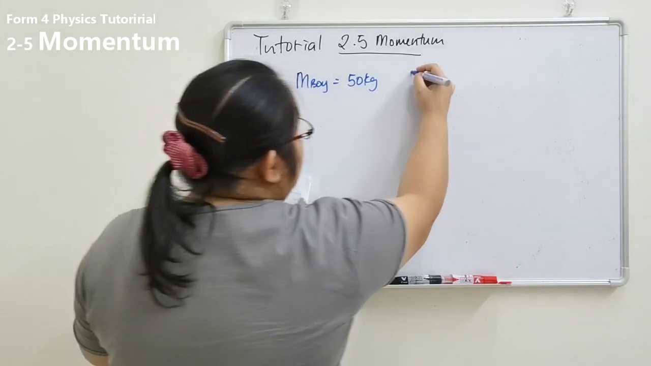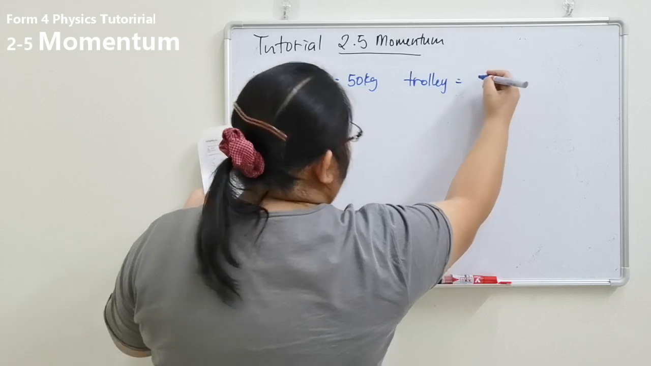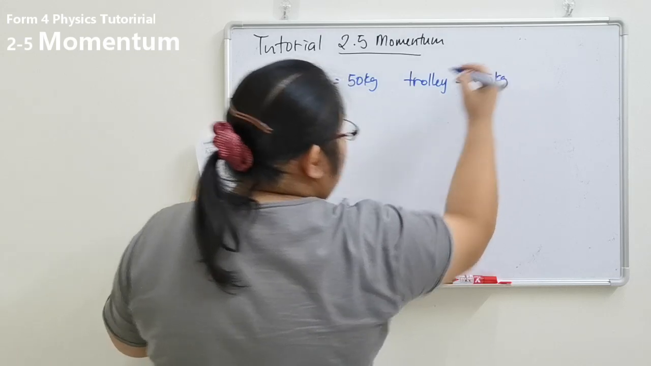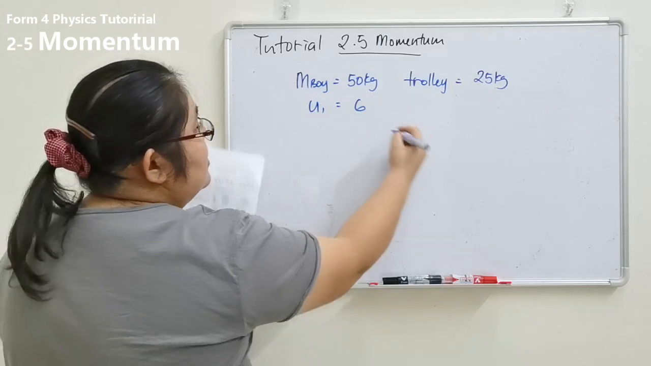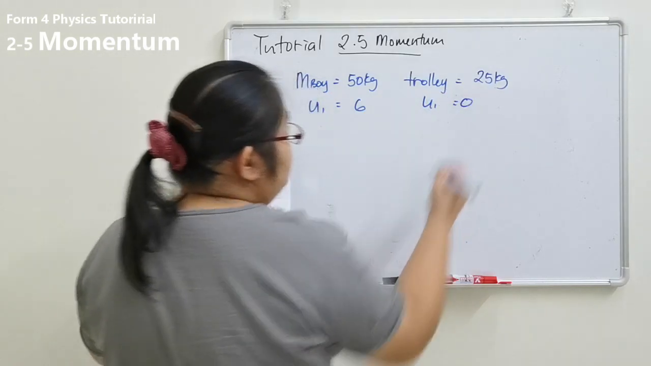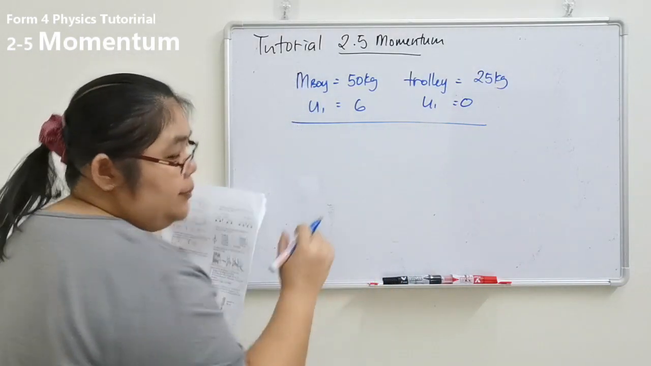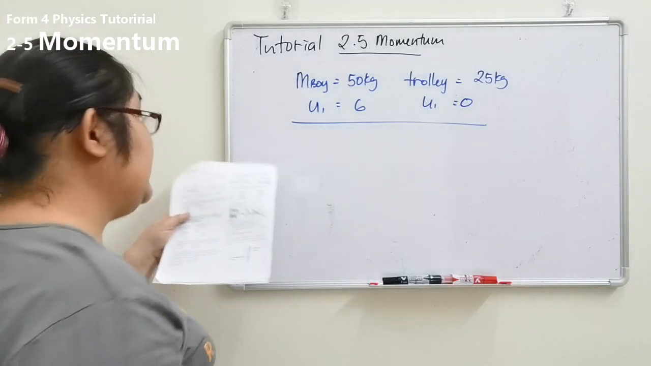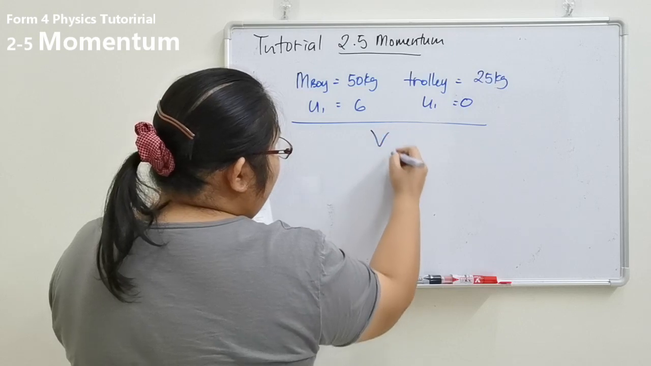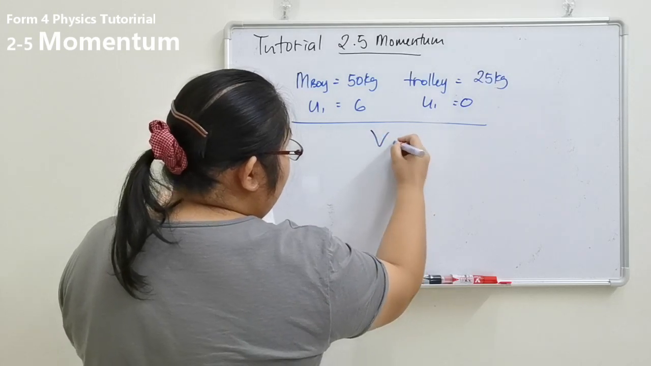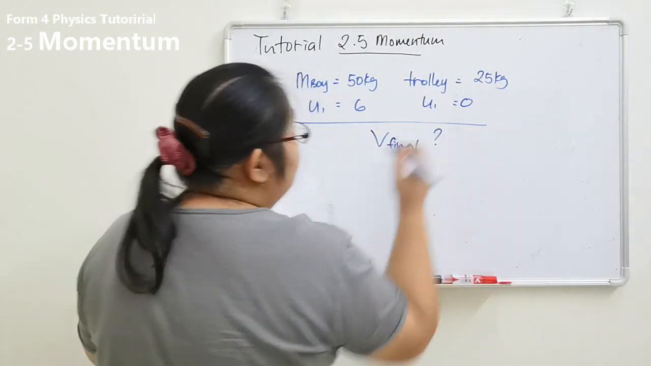The trolley mass is 25 kilograms. After that, this one's initial velocity is 6. This one's initial velocity is 0 because it never moves. After collision they stick together because they all move together with the trolley. Then they ask the final velocity is how many? V final, or you can say the common velocity is how many?